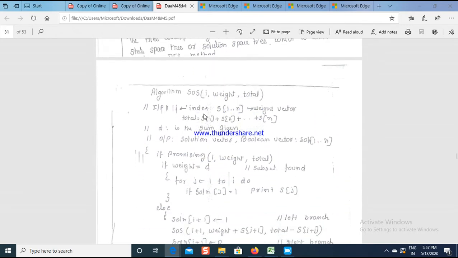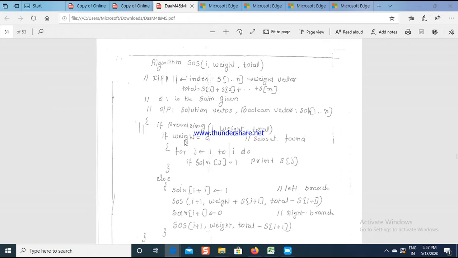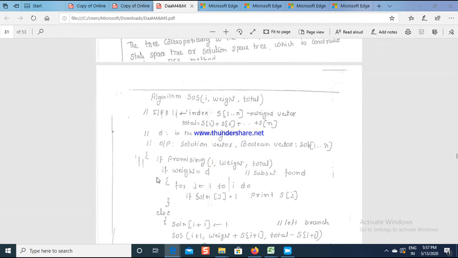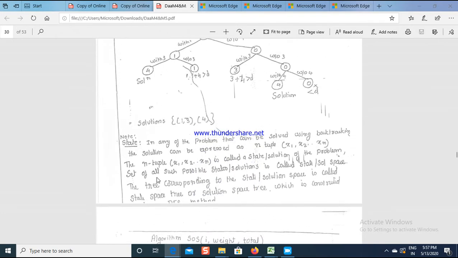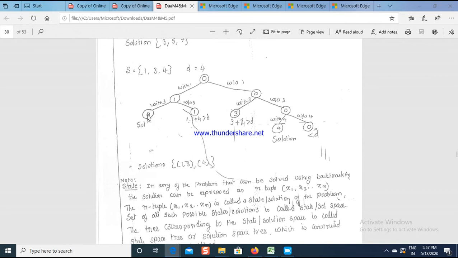If the weight is equal to D, weight means the current sum, is equal to the D, then we got the solution. Therefore, you print what are the elements you have selected in the given set in order to find the solution vector. So that you write it. Otherwise, what I have to do? Otherwise means the other situations. So if it is a solution, stop there.